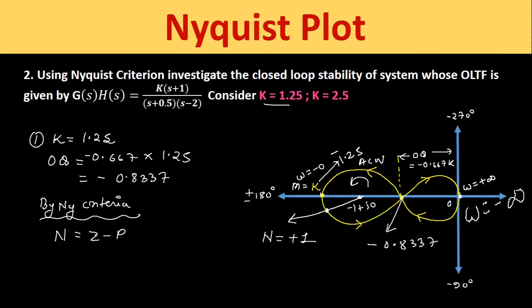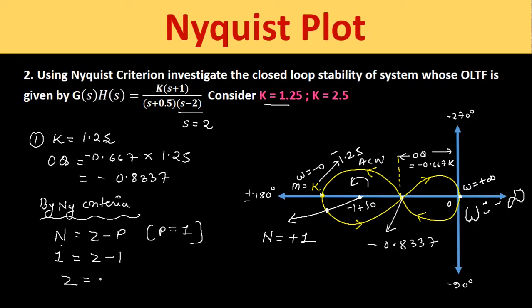What is p here? P is the number of poles of the transfer function which is lying in the right half of the S-plane. So find out the root from this equation, we will get S is equal to 2. So one of the poles is lying in the right half of the S-plane. So here we have to put P is equal to 1. Now we will put the value of n, which is equal to 1, and p is equal to 1. So here we will get 1 is equal to z minus 1.